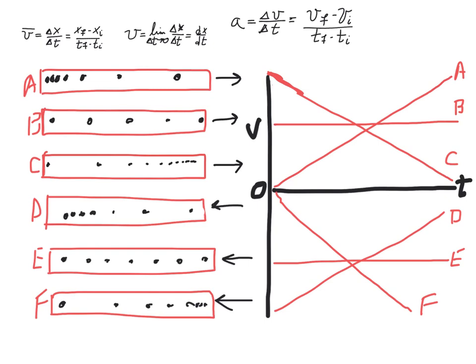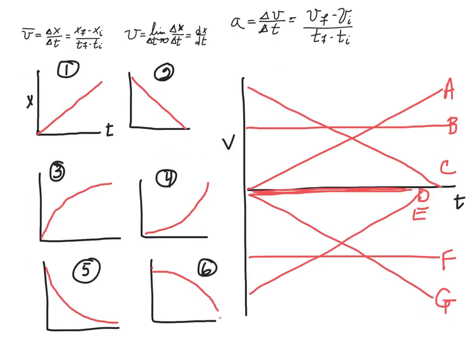the dots are evenly spaced because the velocity is constant. And F starts with 0 velocity and becomes increasingly negative. So it's moving in this direction, and the dots are going to be further and further apart.